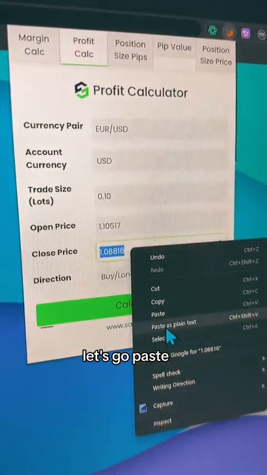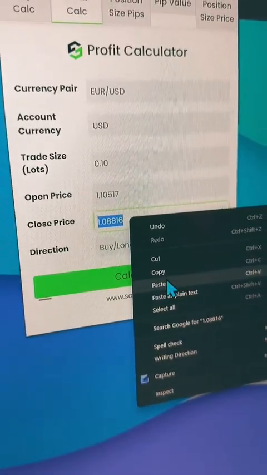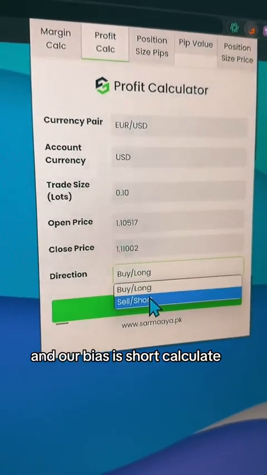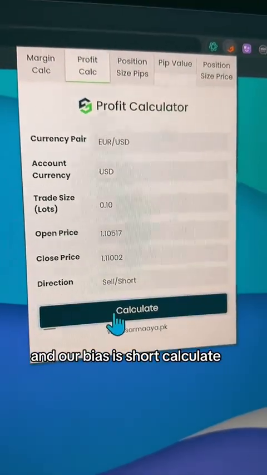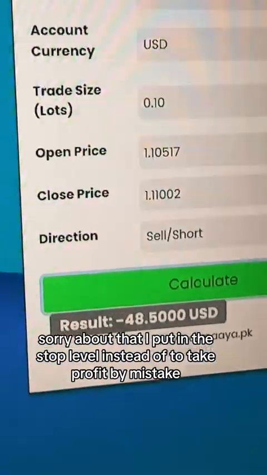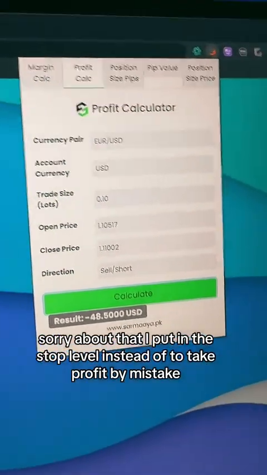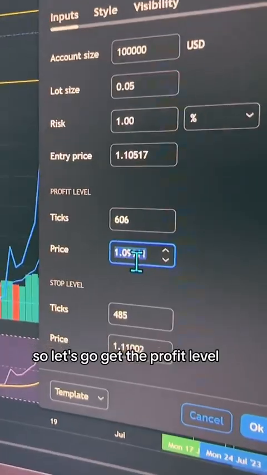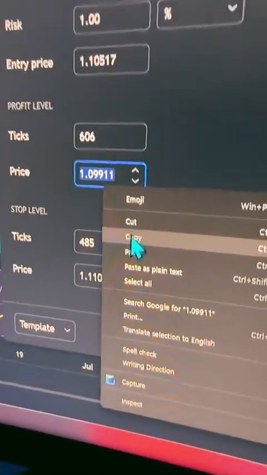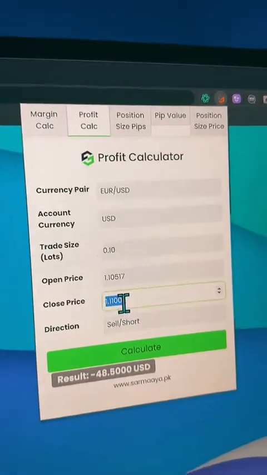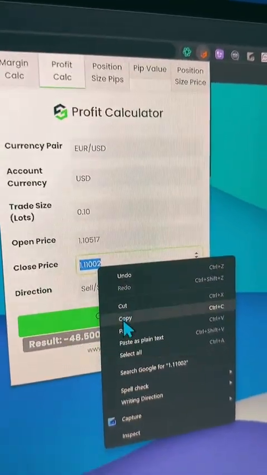Let's go, paste. And our bias is short. Calculate. Sorry about that, I put in the stop level instead of the take profit by mistake. So let's go get the profit level. Put it in the close price.